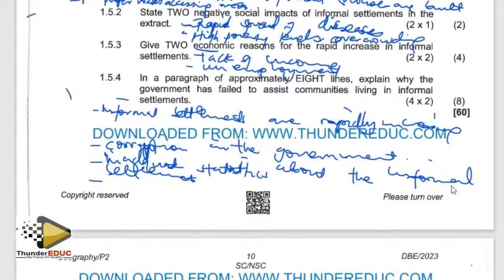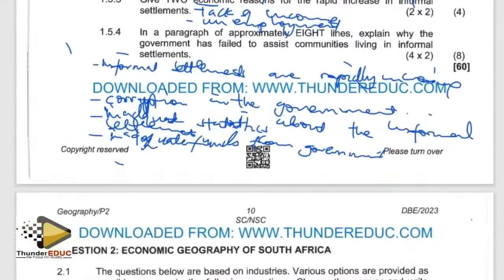Then you can also look at the fact that government lacks enough funding, limited or inadequate funds. The government is not having enough money to do all that. So if you're to build for everyone, you have to spend billions and billions and trillions of money to ensure that everyone gets such assistance. So you can look at that and make a paragraph.